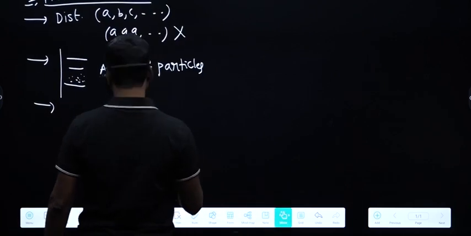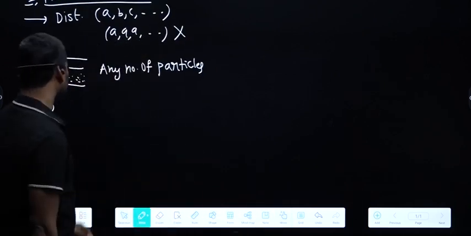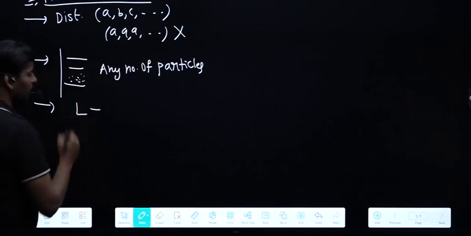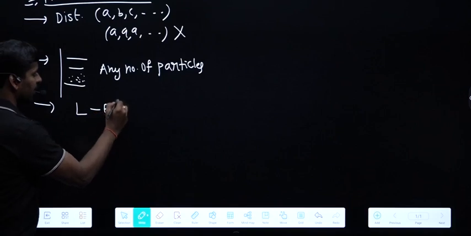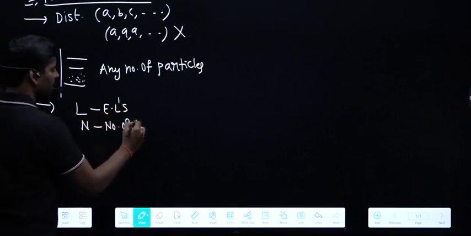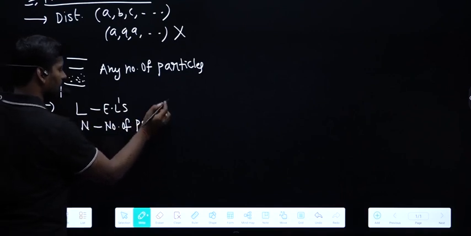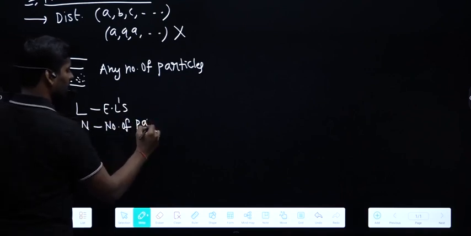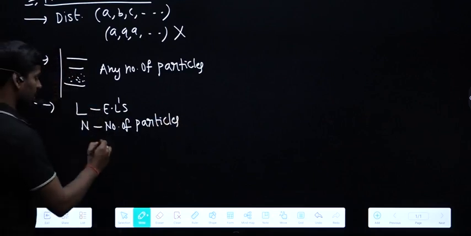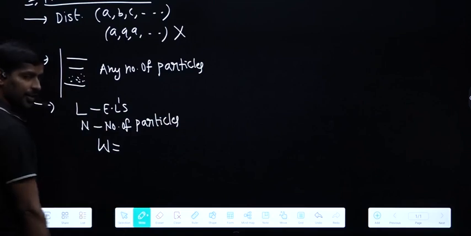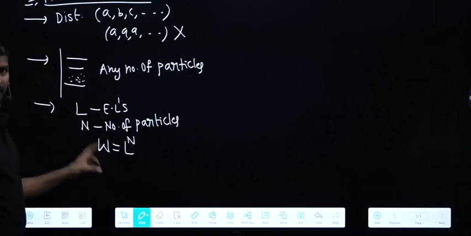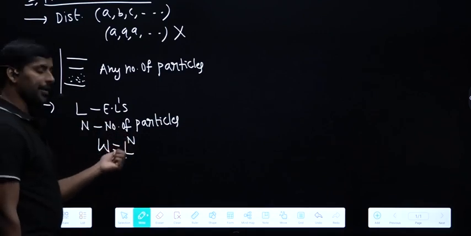Okay, according to this statistics, for example, we have L number of energy levels, and N is the number of particles to be distributed among the L energy levels. Then the number of ways of arranging the particles is L power N.